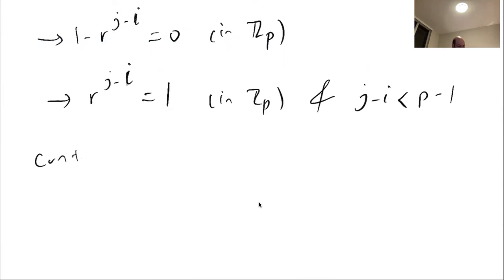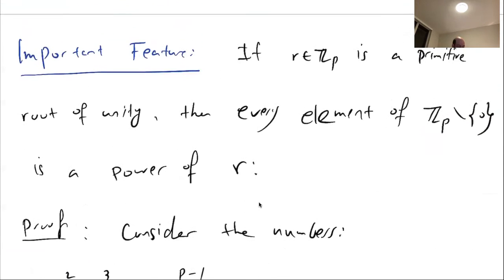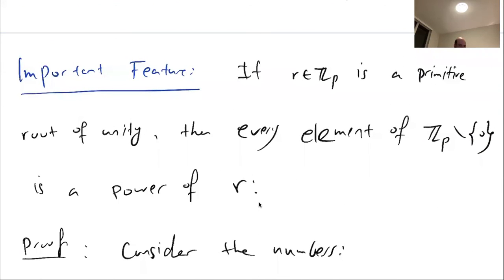And this is a contradiction with r being a primitive root of unity. Primitive root of unity means p minus 1 is the smallest power such that r to that power gives you 1. But right now I found r to power j minus i equals 1, and j minus i is a smaller power compared to p minus 1. So I proved the important feature of primitive root of unity, that any number in Z_p except 0 can be written as a power of r, if r is a primitive root of unity.